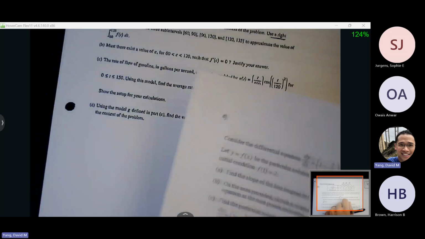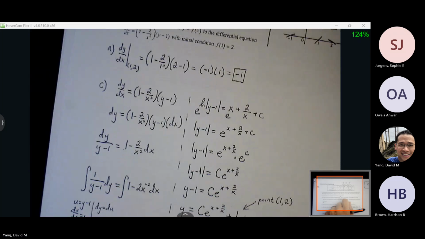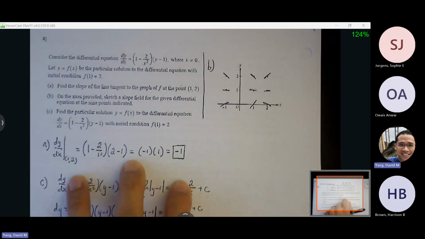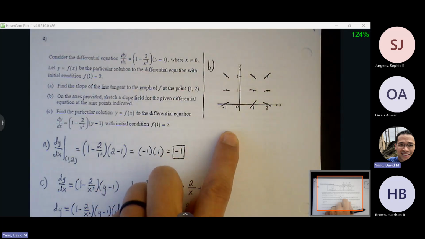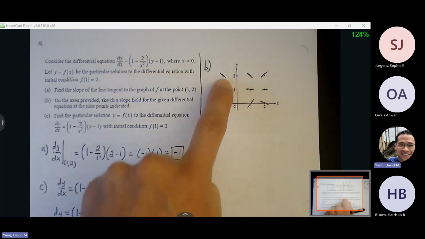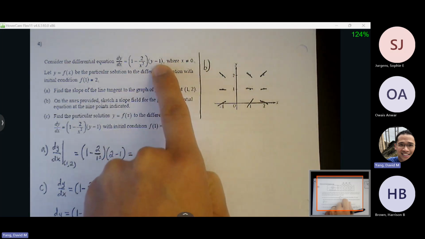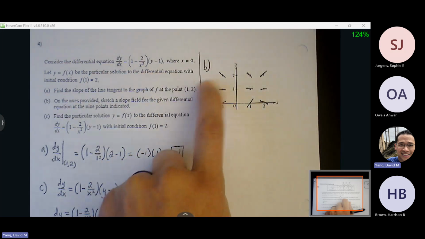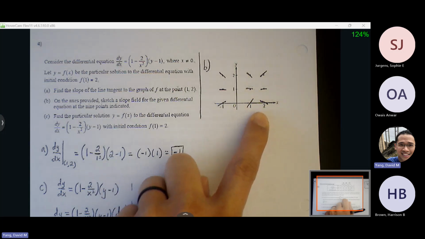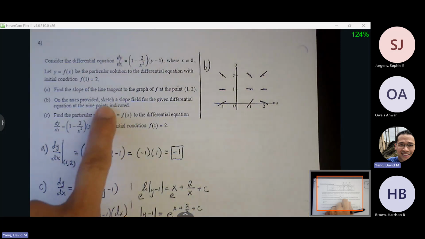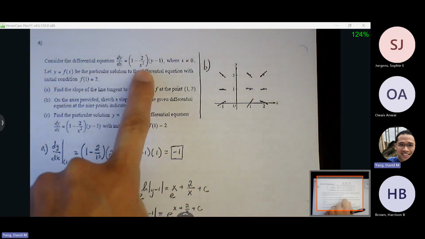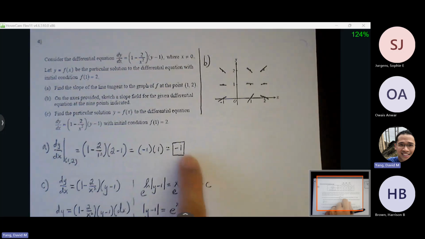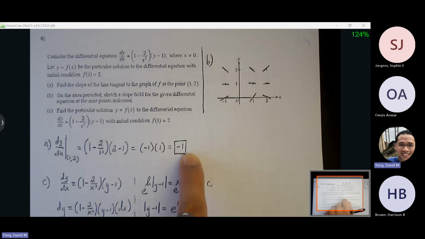Okay, let me go over number 4 here. We've got solving differential equations. There's also a little bit of slope field here. We're just identifying ordered pairs, plugging in, interpreting that slope value as positive or negative, and then sketching that segment. Part A, we're just finding the slope of the tangent line. So we're plugging 1, 2 into the derivative to get our slope. That's all we need to do, just plugging into our dy/dx to find our slope.